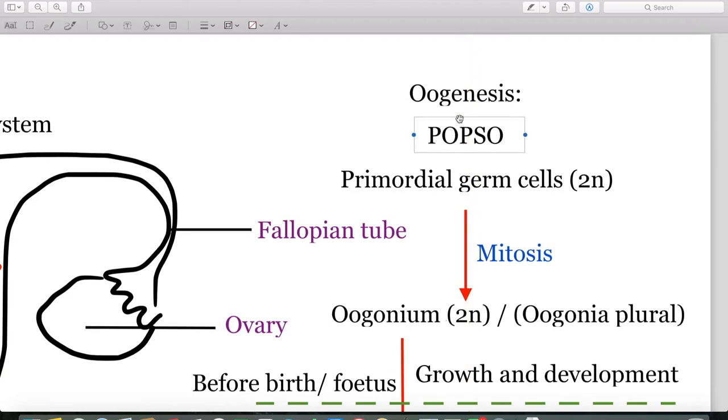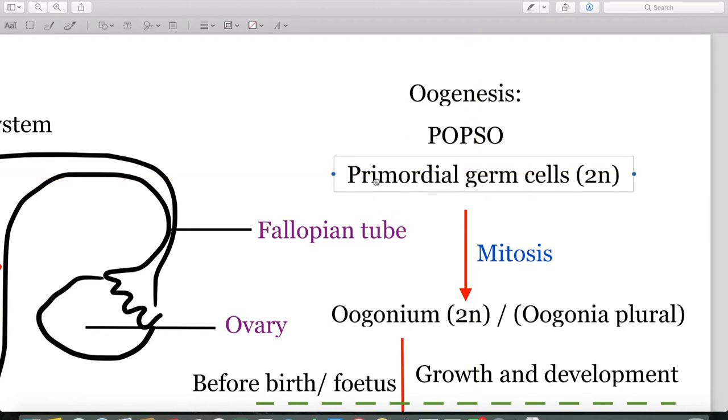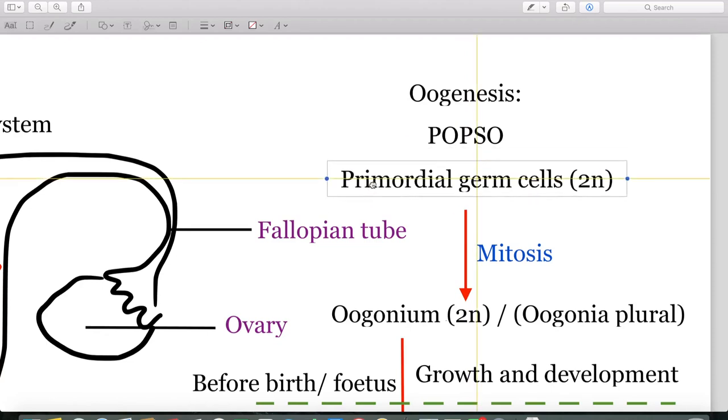It is a process to produce the gamete cells. When you look at the primordial germ cells, this is the first cell involved in the production of ovum or sperm.